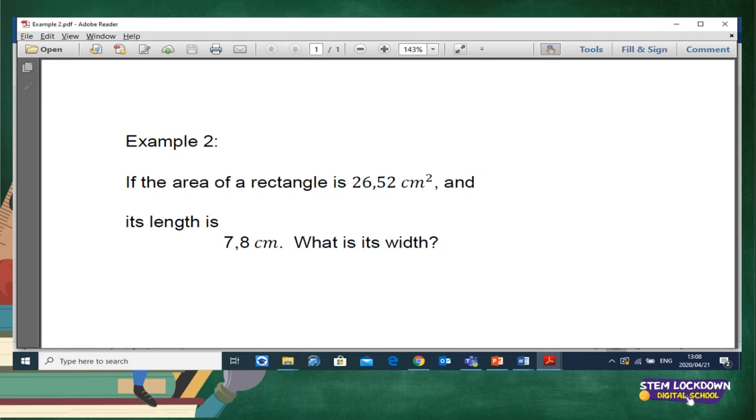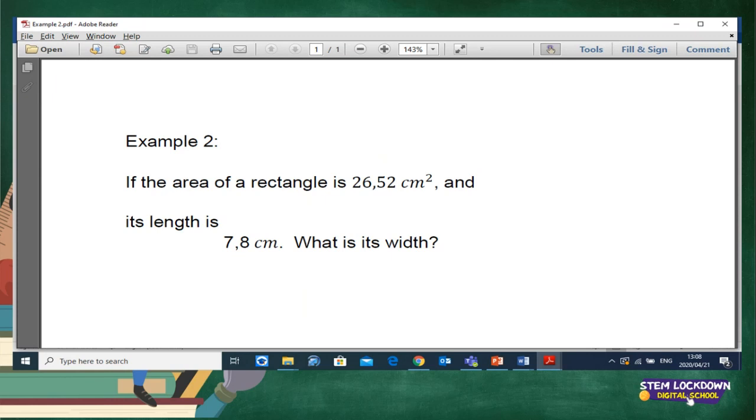Now we can proceed to the next one, which is example 2. We have now looked at the square once again, and we are proceeding now to upgrade to the rectangle using the table that I've given you today. Example 2 says, if the area of a rectangle is 26,52 square centimeters and its length is 7,8 centimeters, what is its breadth or width?